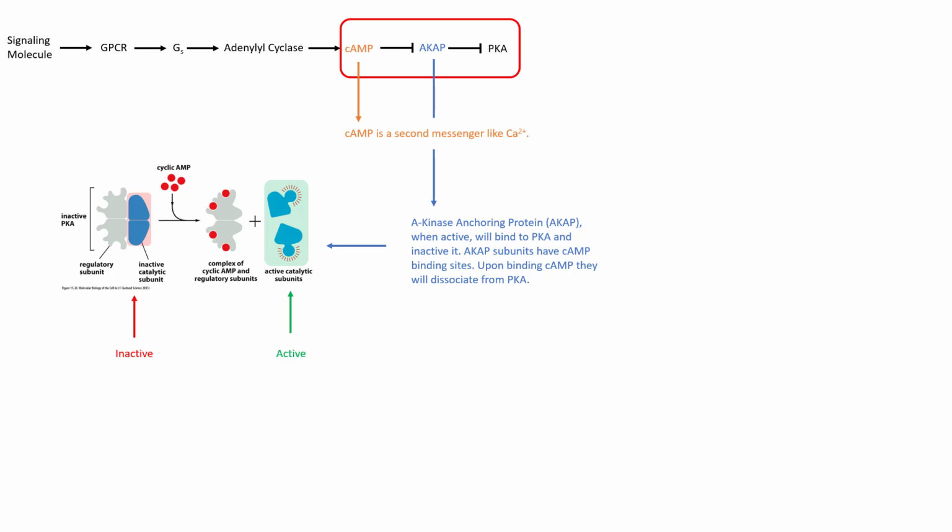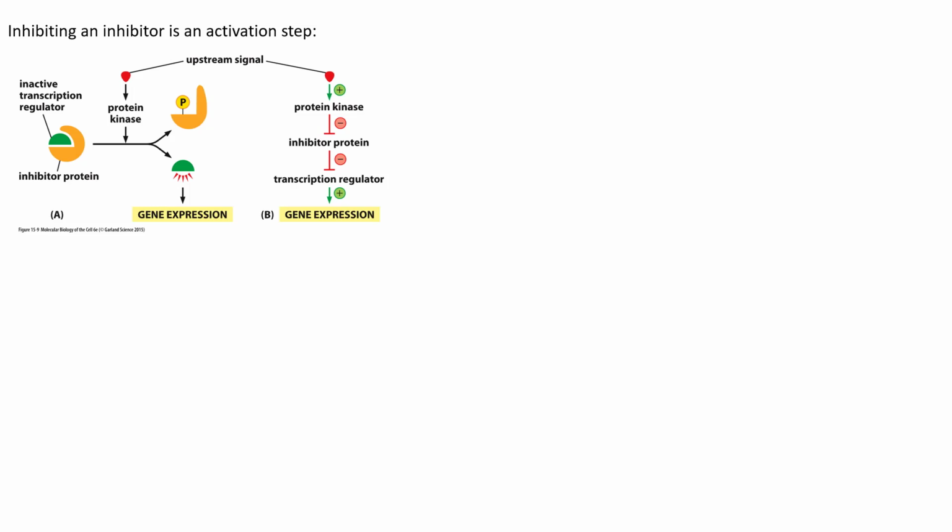It is inactive because the catalytic subunits are bound to ACAP. Upon cyclic AMP binding to ACAP, what you will have is that ACAP will dissociate from those catalytic subunits, and the dissociation where the catalytic subunits are free of ACAP will lead to their activation. Inhibiting an inhibitor is an activation step, and that is being shown in this picture here.